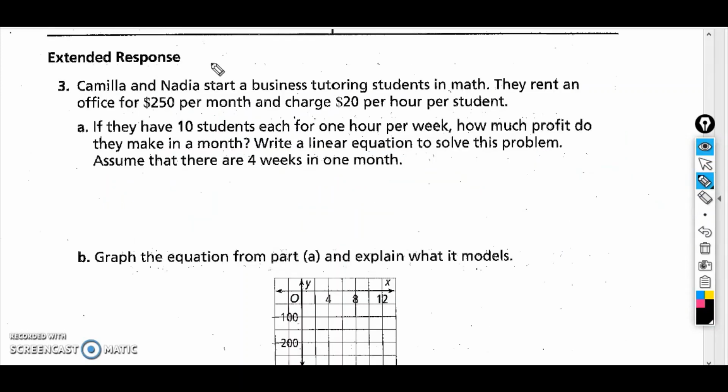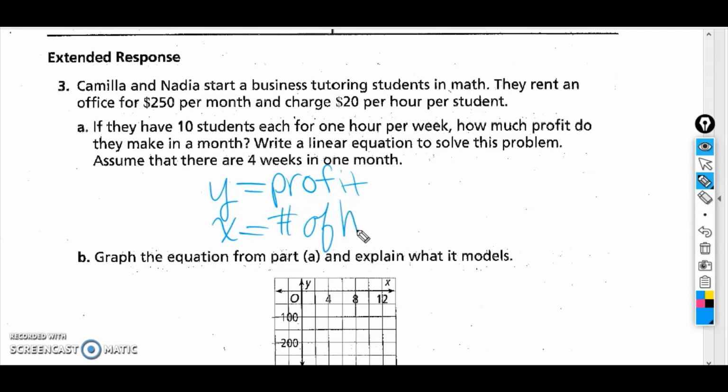Now let's just look at writing the linear equation to solve the problem. So in general, we want the y to be the profit, and x is going to be the number of hours tutored. And we're just going to go by what the book is looking for here. There's debate on what they were actually looking for their x variable, but we're just going to use this because this goes along with our text.